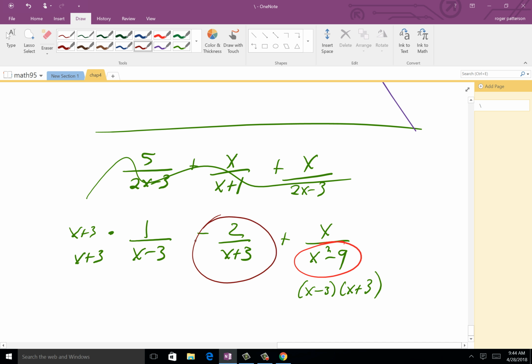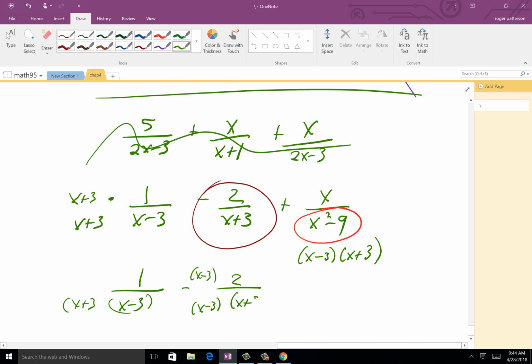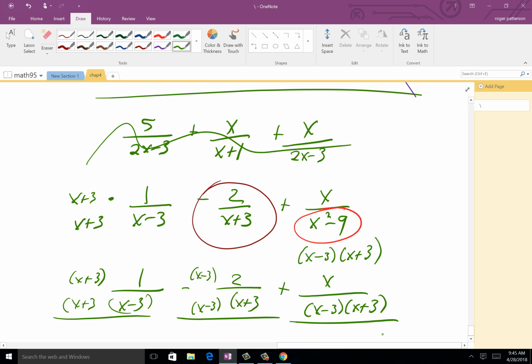Now what about this middle one? What should we do with that one? We can multiply that one by an x minus 3. I'm just rewriting this so I have a little bit more room. Okay, so let's multiply this by x minus 3 and x minus 3. And this one, I don't have to multiply by anything, because look at those common denominators, just like that. Alright? So that's kind of cool.